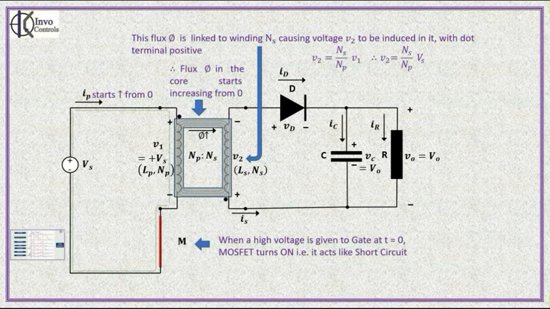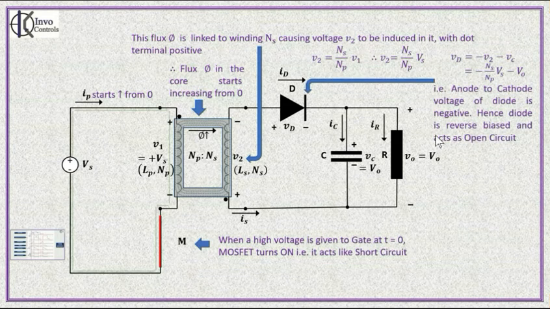Voltage across the secondary winding can be obtained as per the standard transformer equations. As you can see on the screen, the voltage is calculated to be Ns upon Np into input supply voltage Vs. Now let's study the status of the diode D. If we apply KVL to the secondary loop, we find that the anode to cathode voltage of the diode is negative, and hence the diode is in the off state, and therefore it acts like an open circuit. This is as shown on your screen right now.